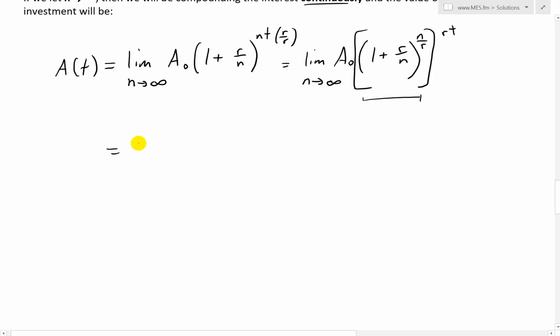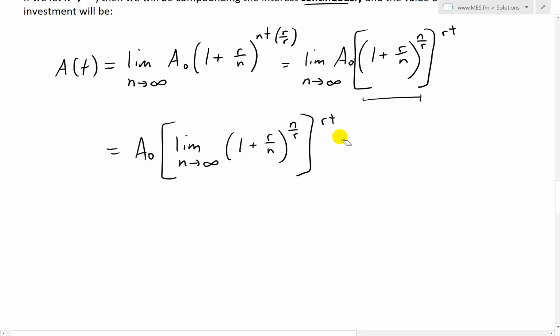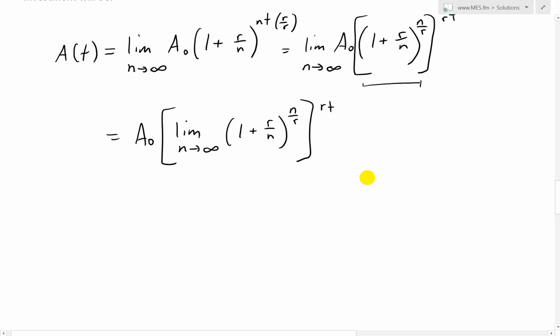So what that means is we could write this as limit as n, actually no, limits are inside, that's what I meant. So this goes to a0 times, and then this is in the bracket, limit as n approaches infinity, because the only thing that's affected by n going to infinity is the parts that have the n value. So now we have this 1 plus r over n, this is n over r, and this is all to the power of rt. So this is outside of the limit because there's no n value in this power right here, only the inside matters.